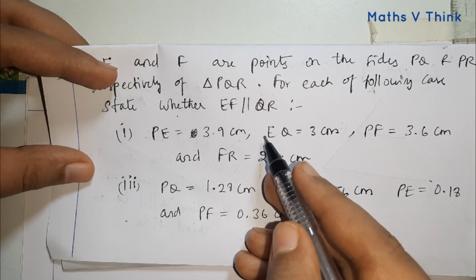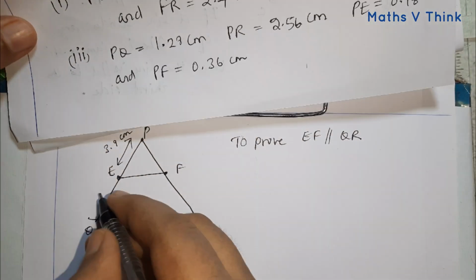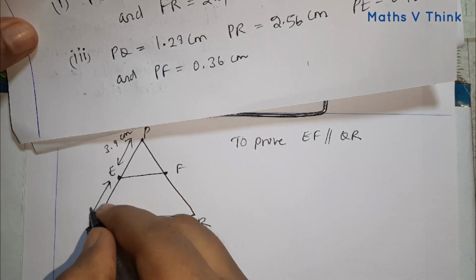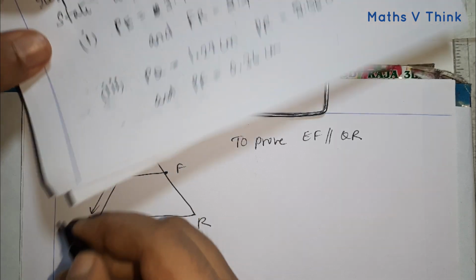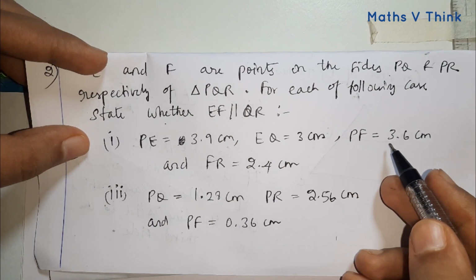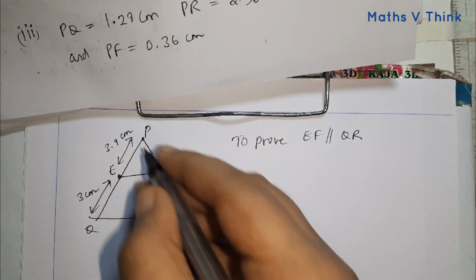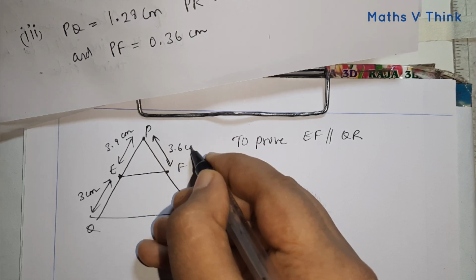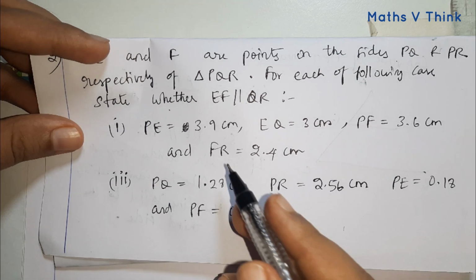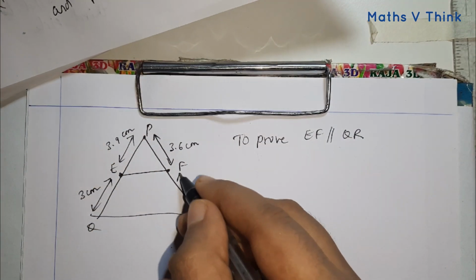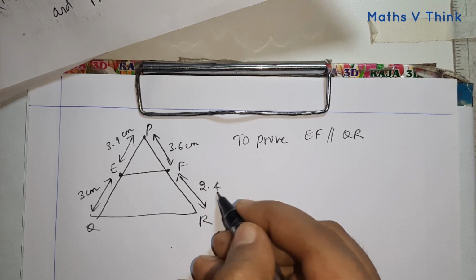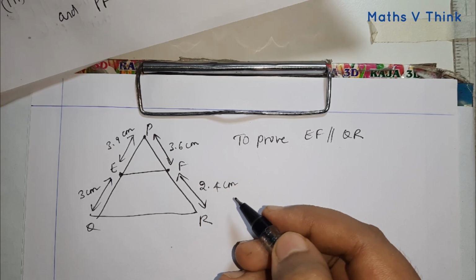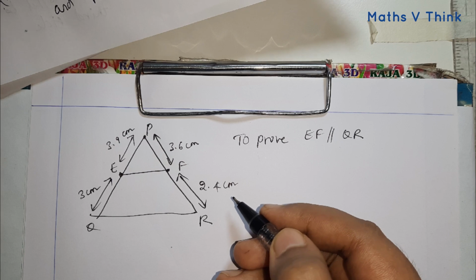Same way EQ is 3 centimeter. Same way PF is 3.6 centimeter. Same way FR is 2.4 centimeter. Here we need to use the converse of BPT theorem.